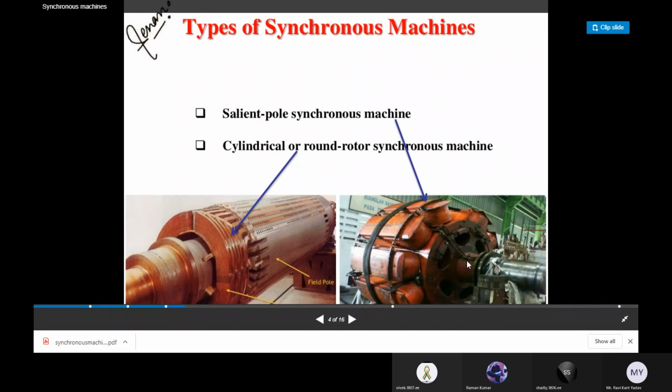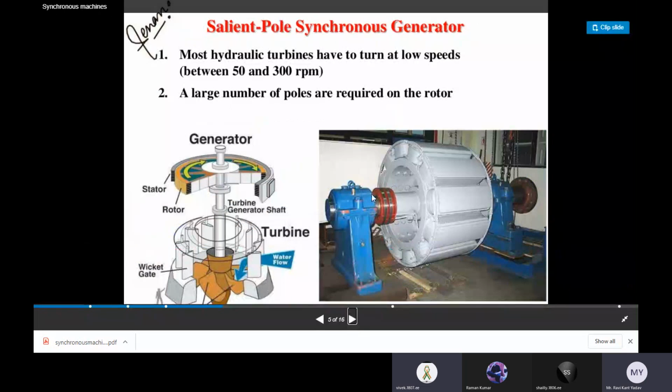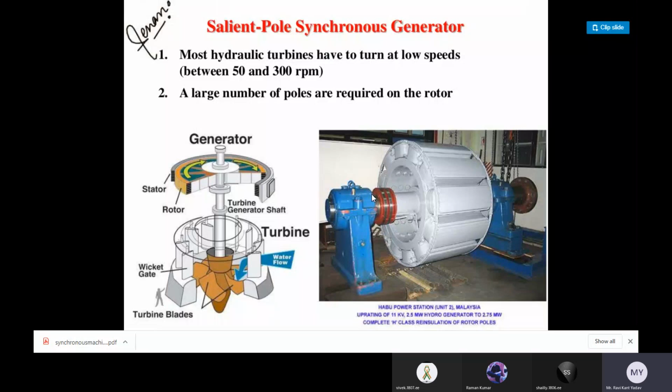दिख रहा है सब आप लोगों को? हाँ जी. ठीक है. After that, I will discuss the salient pole synchronous generator. Most hydraulic turbines have to run at low speed. As in the earlier discussion, I told you that for low speed applications we are using salient pole synchronous machines, and also I discussed the application of synchronous generators in a hydropower plant. In a hydropower plant, we are using salient pole synchronous generators due to the low speed.